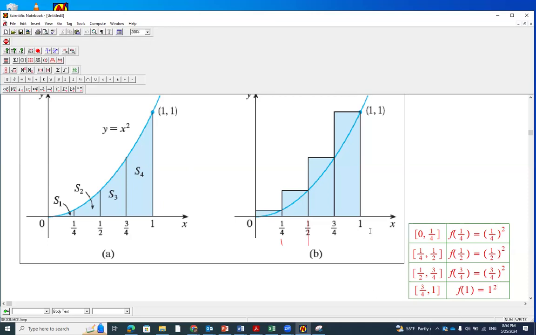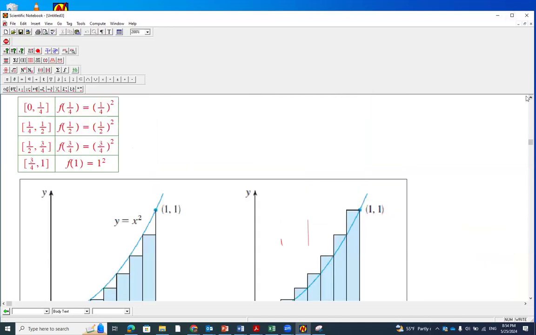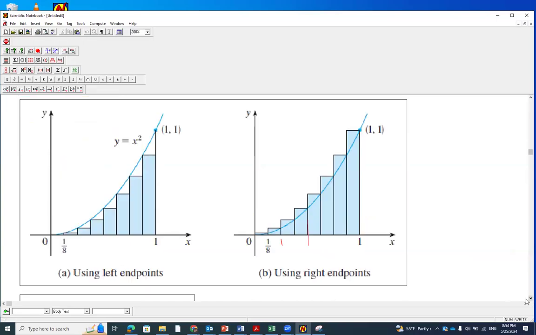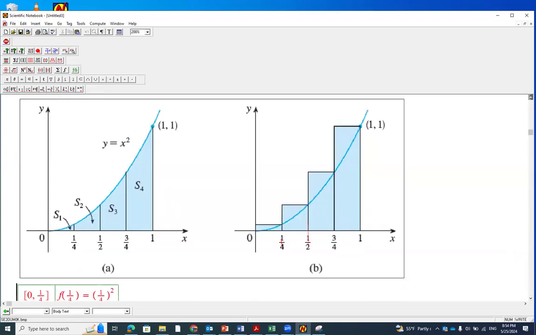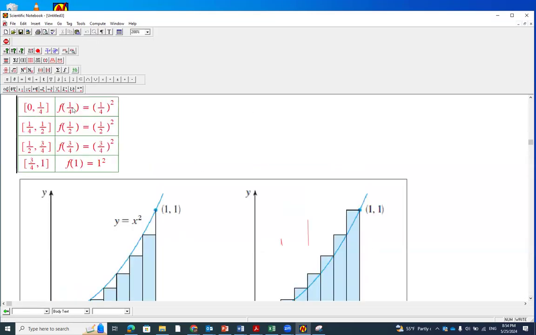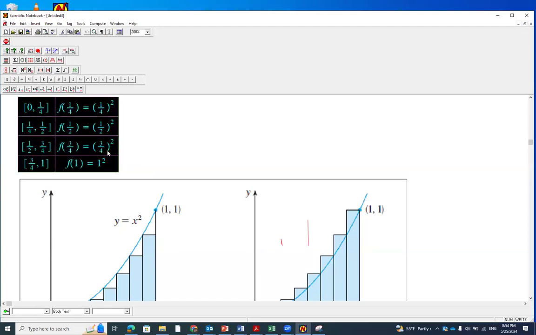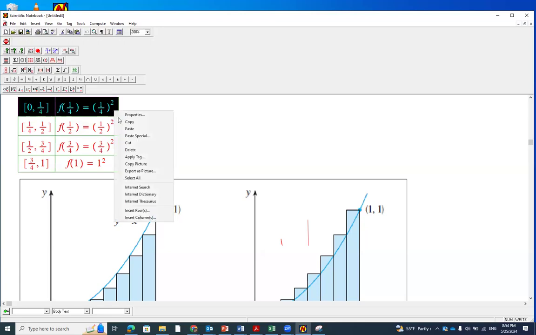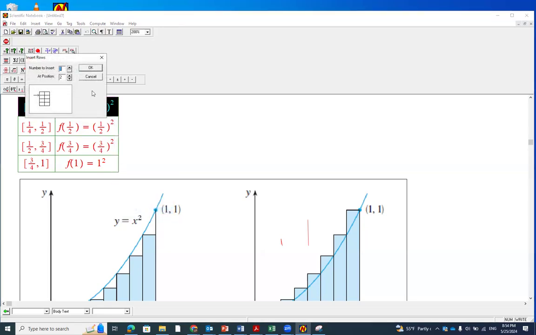To summarize, if you look at these four rectangles, using the right endpoints to approximate, we can imagine that the total area under the rectangles is actually larger than the area underneath the curve. But we use it as an approximation. And so here I'm going to make the marking as our summary, and then we're going to calculate the area underneath the curve.